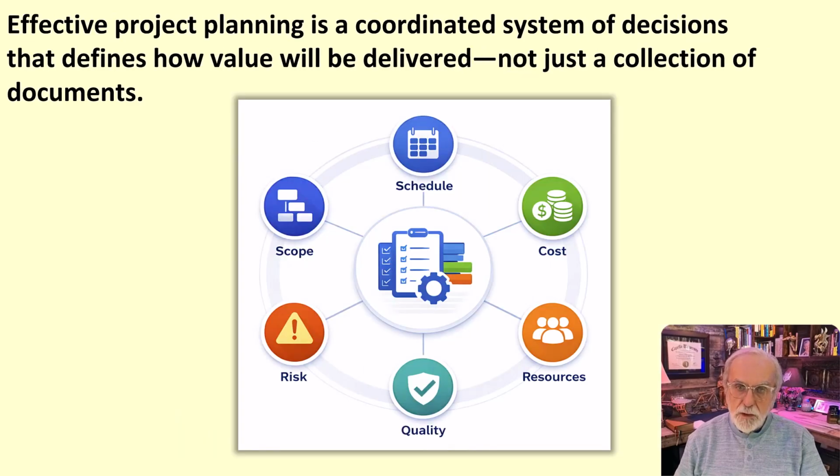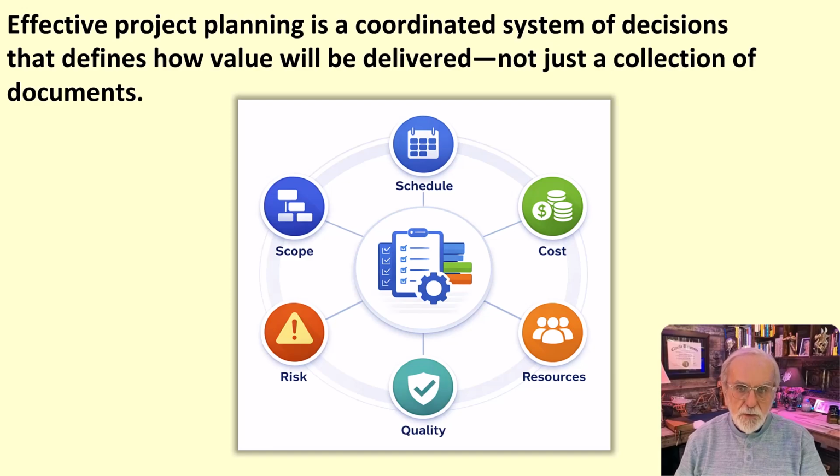Defining planning for project delivery. Effective project planning is a coordinated system of decisions that defines how value will be delivered, not just a collection of documents. This slide reframes how we should think about project planning. In many cases, planning is viewed as a documentation exercise, producing plans, templates, and artifacts that describe the project. While those outputs are important, they are not the primary purpose of planning.